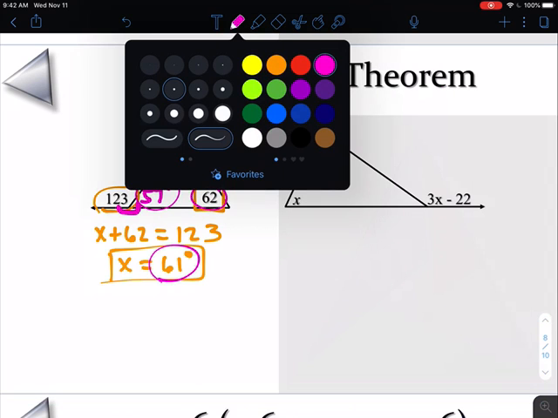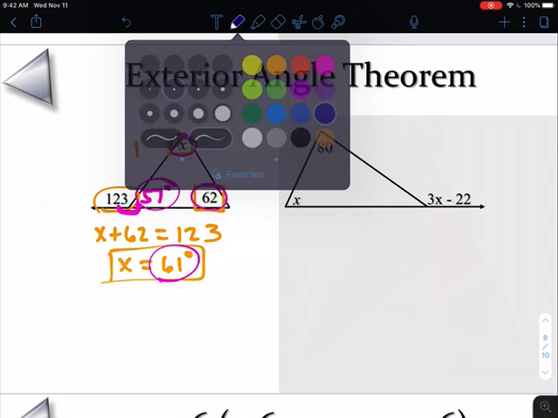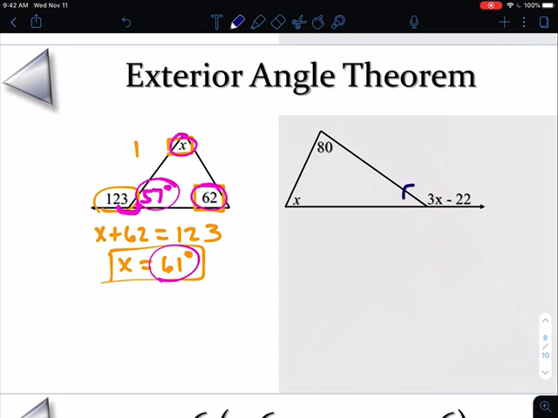Now in the second example though, this one is not one where we can do the 180 minus to find this interior angle because we don't have an actual angle measure here. So what we have to do is we have to use these remote interior angles, so the ones farthest away. So if I add those two inside angles, x plus 80, they have to equal the 3x minus 22.